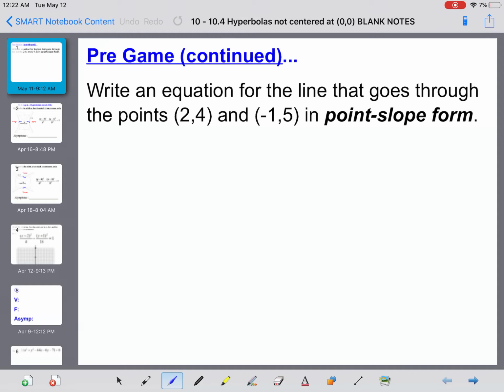We are moving on today to hyperbolas not centered at 0, 0. So last Thursday we saw hyperbolas at 0, 0. Today we're going to see them not at 0, 0.